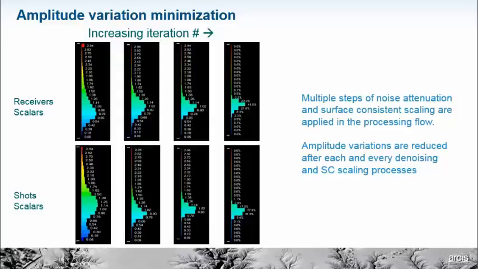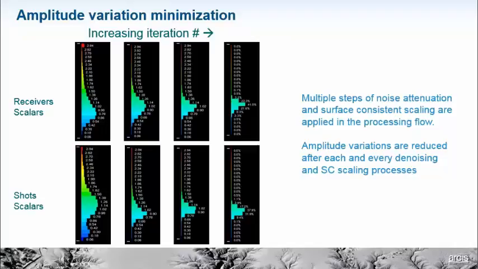Just to summarize, we plotted up in histogram mode the distribution of both the shot and receiver scalars as a function of increasing iteration number. And satisfyingly so, you observe that in the initial iteration, there's a lot of variation. As the processing evolves, you get a tighter and tighter cluster. It's in keeping with your expectation.